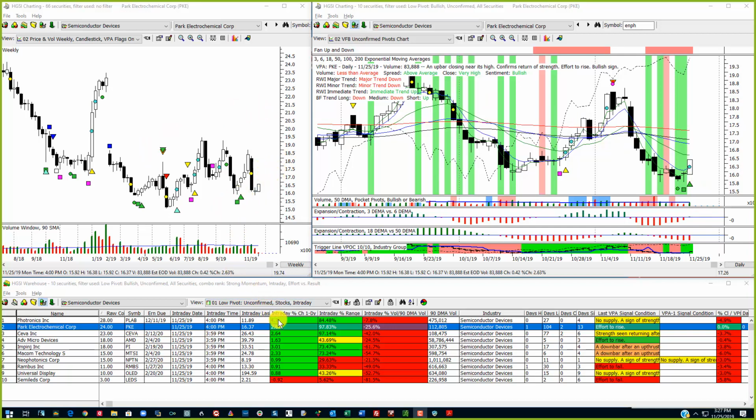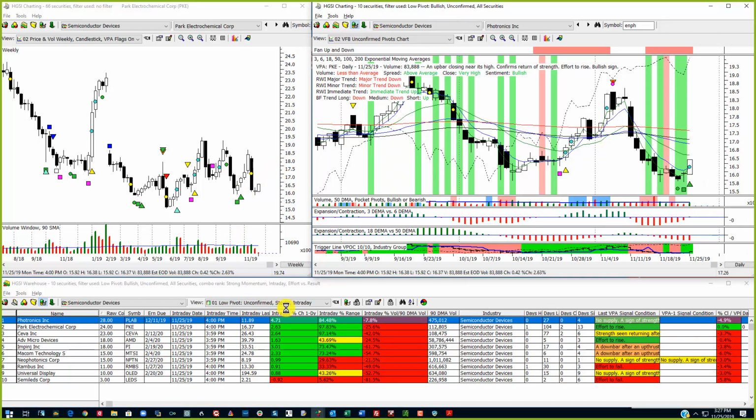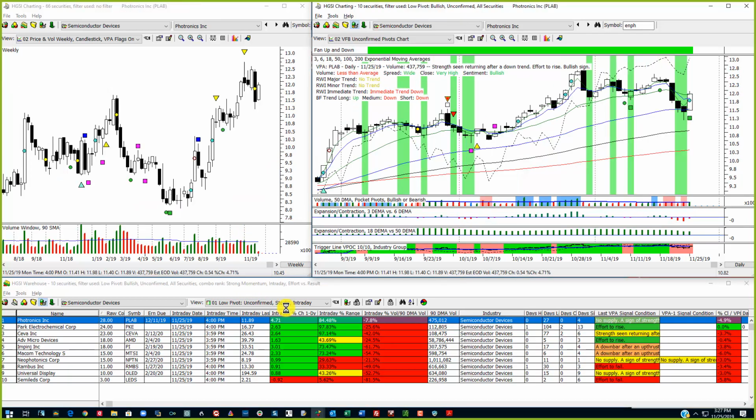Let's compare. I want to go back to Photronics. Now look at the weekly chart on this. You know, strong weekly chart, pullback, and the pivot is here.